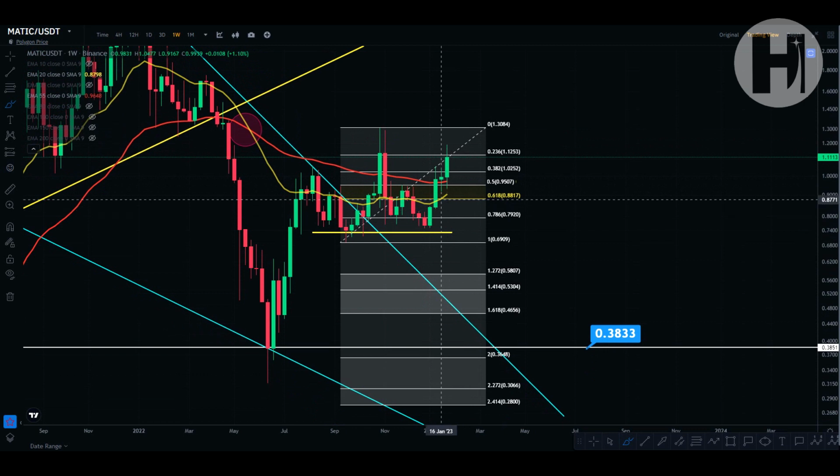However, I'm not saying that there isn't a possibility where we go and drop even lower and potentially come back down below 70 cents. That's also possible. You have to look at Bitcoin. Things aren't looking very good in terms of the macroeconomy, so I think a strong pullback is going to be coming around.